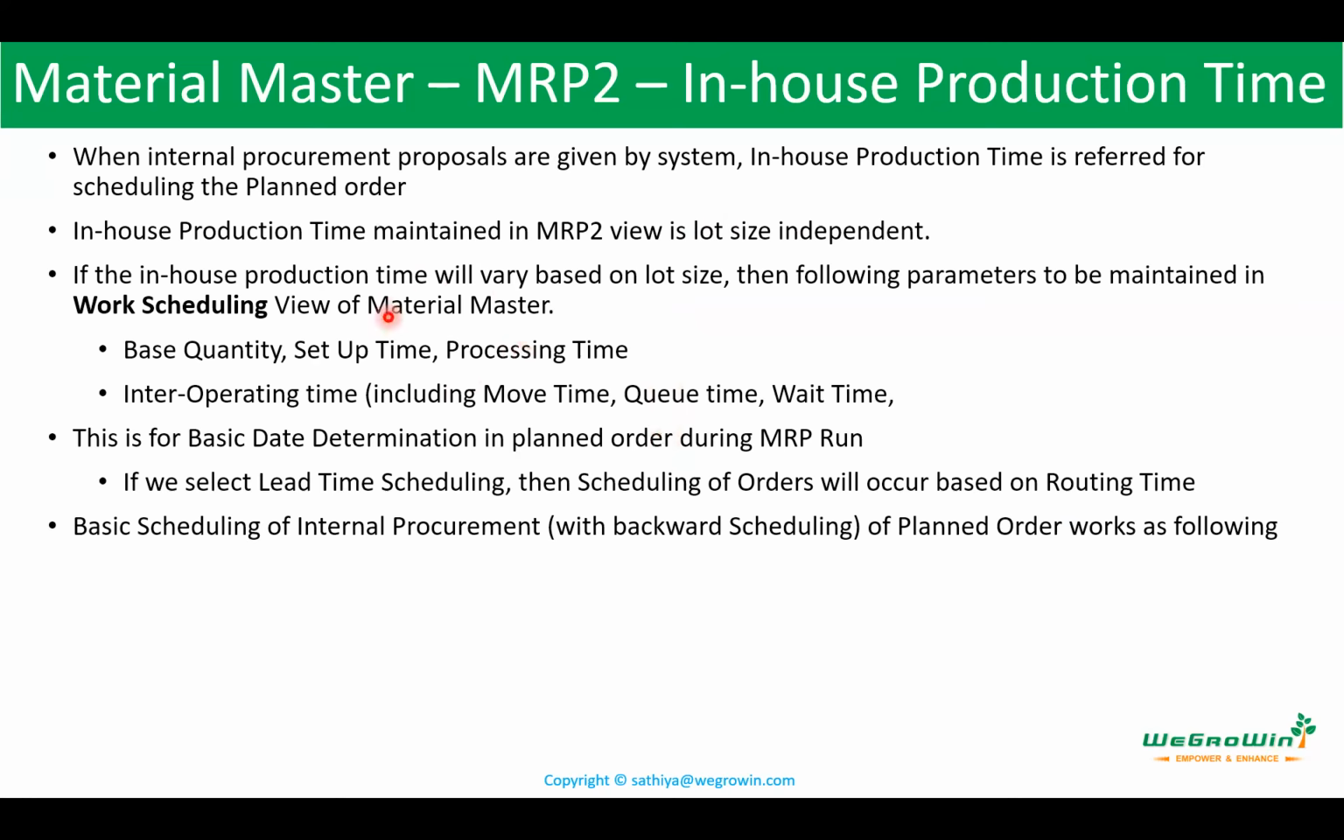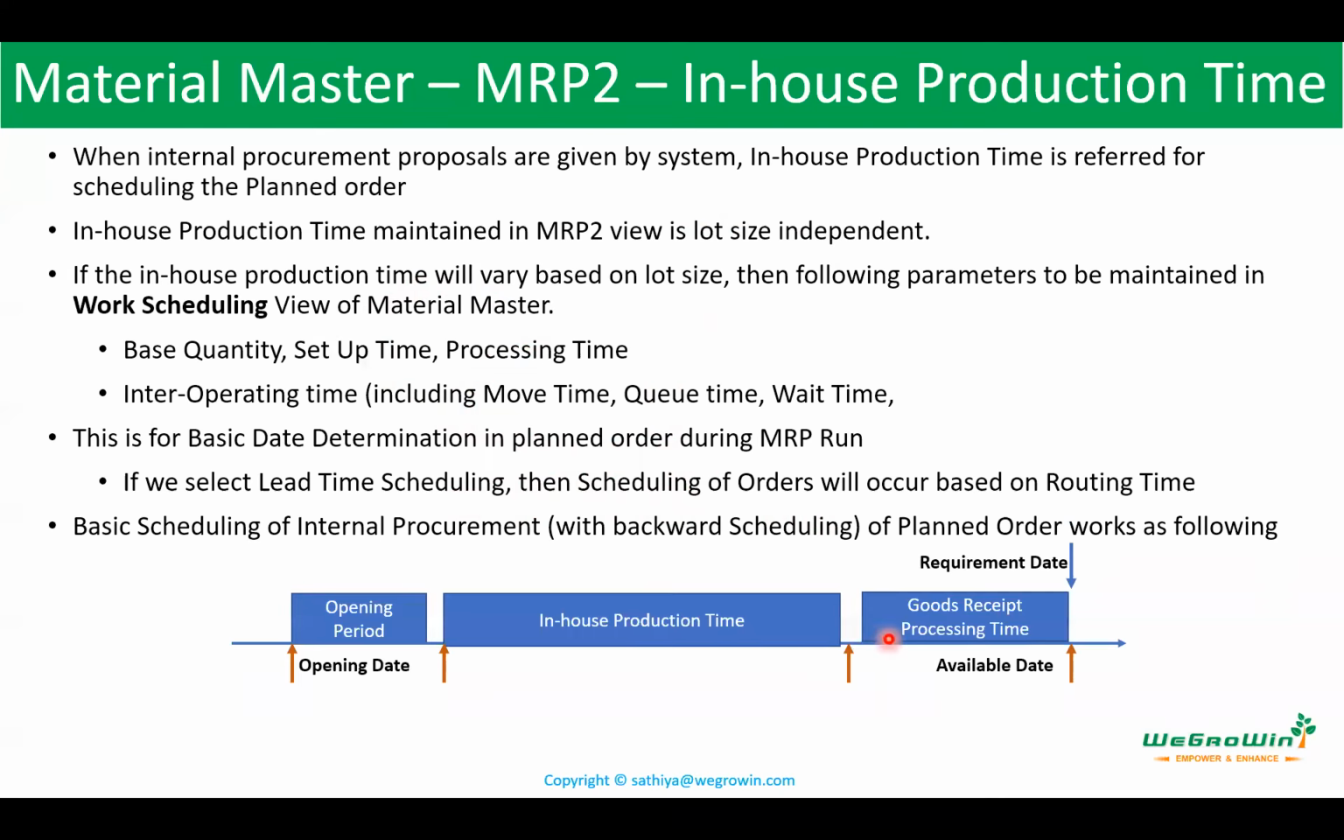So the system will consider all these dates as basic determinations. If you select lead time scheduling, the orders will be based on routine time. We will discuss this point during the MRP run. The scheduling of the in-house production items will happen based on the requirement date, that is, the available date, and this is the GR date, the goods received date after in-house production.